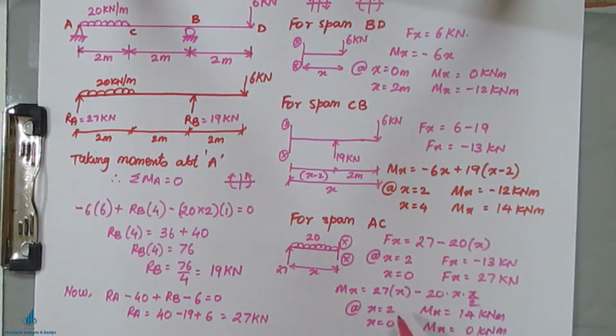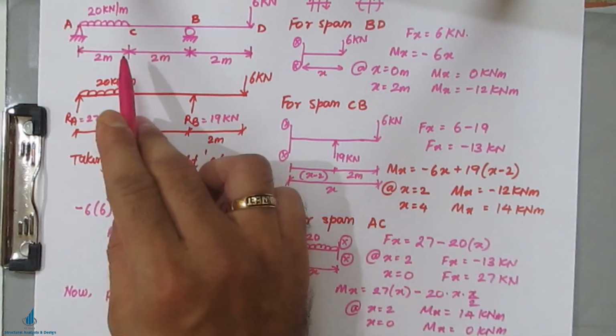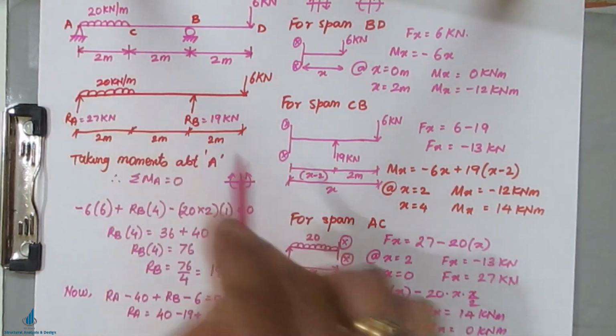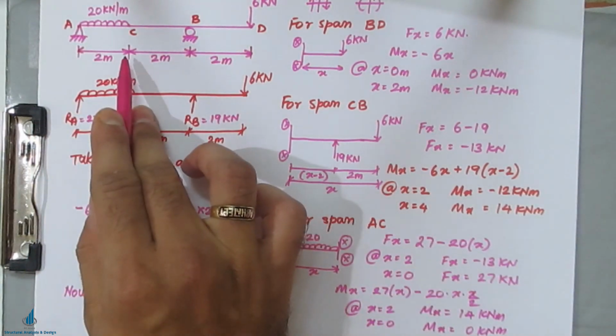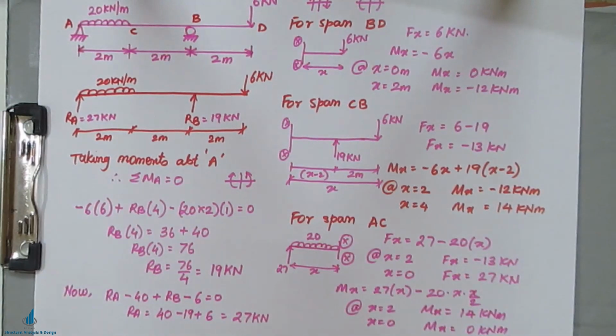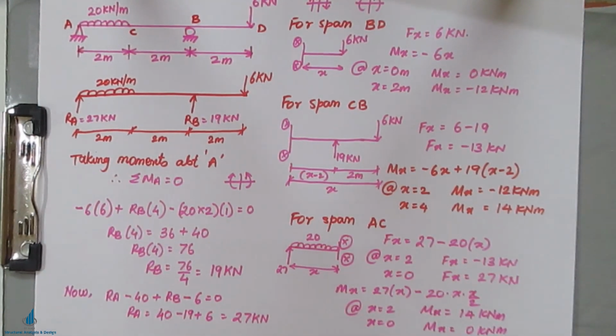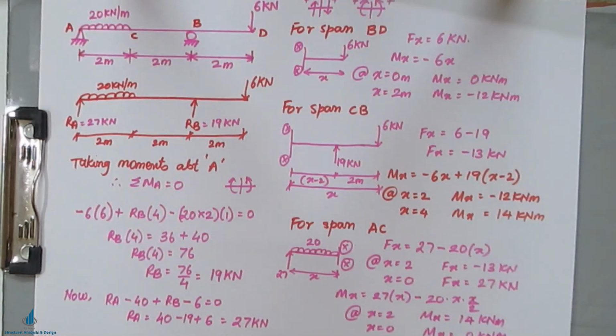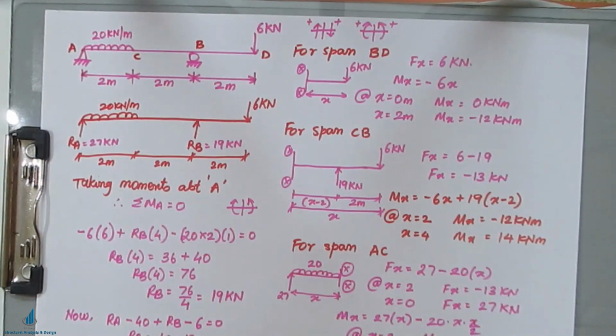Okay, so if you substitute 2 in this particular equation, you will get 14 and 0. So again, if you compare here, at x equal to 4 it was 14, and at x equal to 2, at this point it is 14, so it is matching. So this is how you calculate the shear force and bending moment. Now we shall see how to calculate the point of contraflexure.